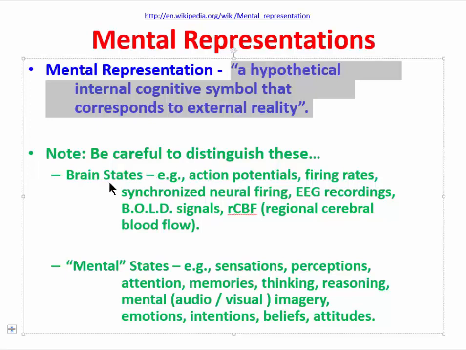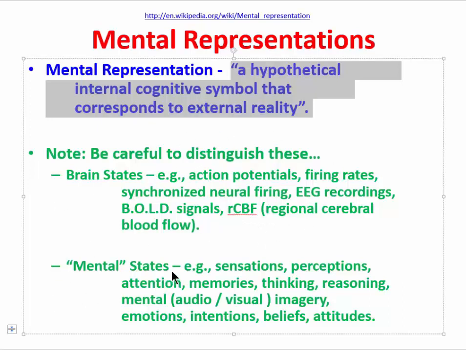When we talk about brain states, we're talking about those kinds of things that can be measured anatomically or physiologically. These would include such things as the action potentials or firing rates of individual neurons, or synchronized neural firing across populations of neurons, or electroencephalograph recordings, EEG recordings. BOLD signals. You might recall that BOLD stands for blood oxygen level dependent signals, and these are the signals that are picked up in an fMRI experiment. Other kinds of brain imaging experiments might track something called RCBF, or regional cerebral blood flow. These are all anatomically and physiologically measured, and we want to contrast this category with a mentalistic category.